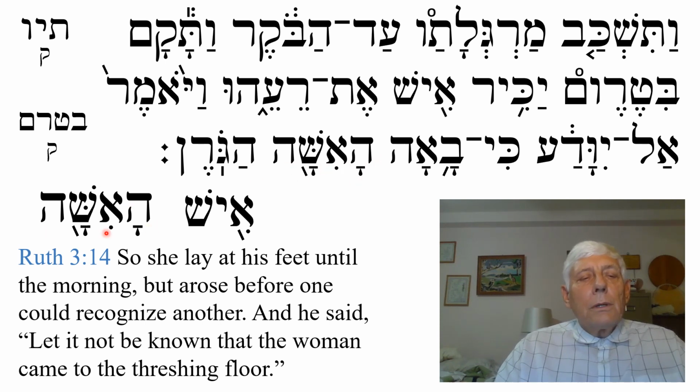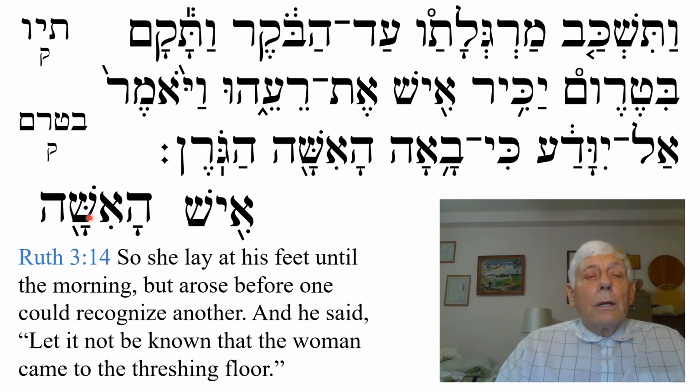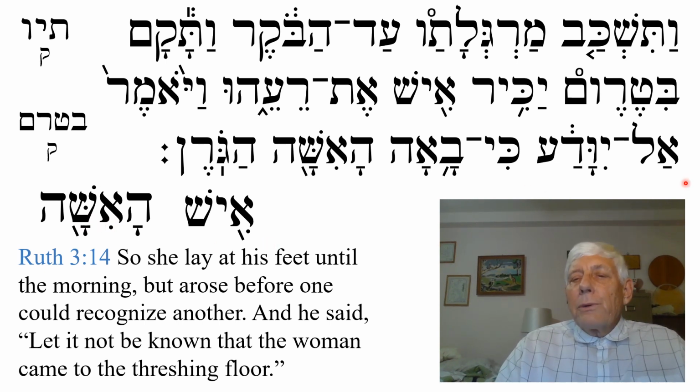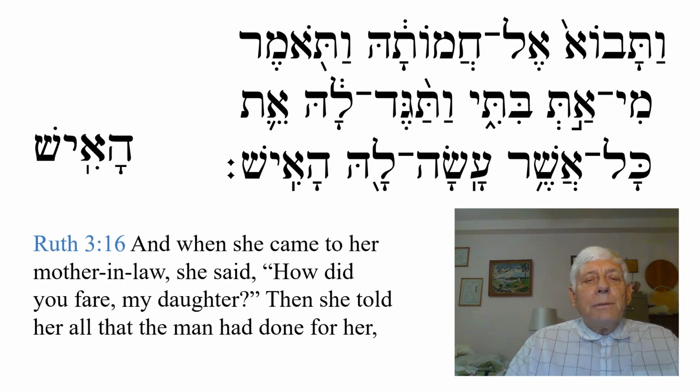So this one has a definite article on the front here of Isha. So Ish, indefinite, a man, and this is Isha, the woman. And this one's definite because that woman would then be identified as Ruth. So that woman, that one, they're pointing out a figure, in a sense.